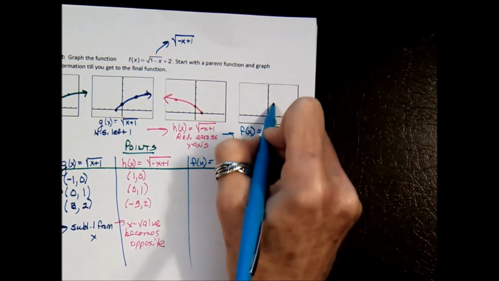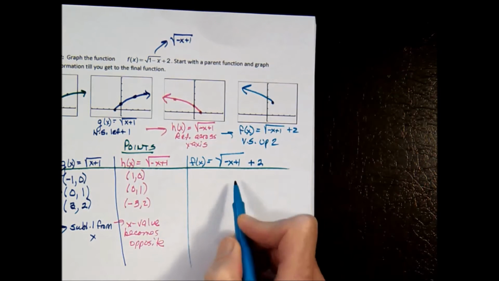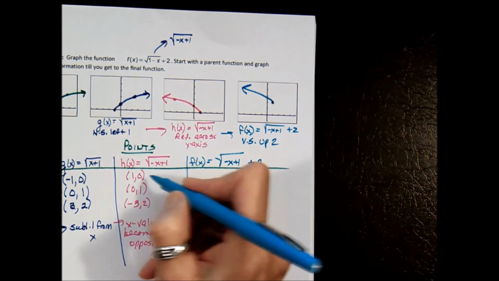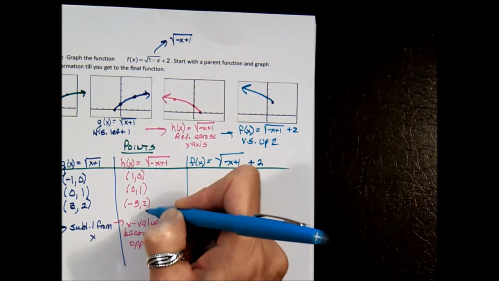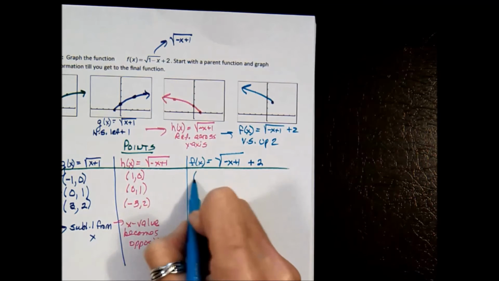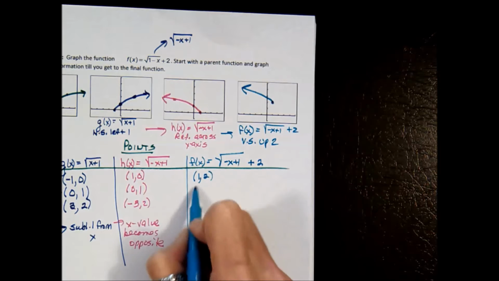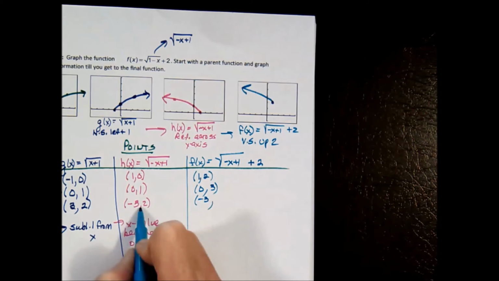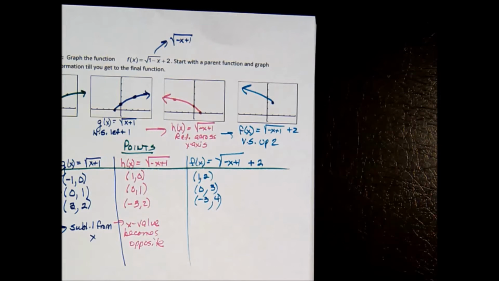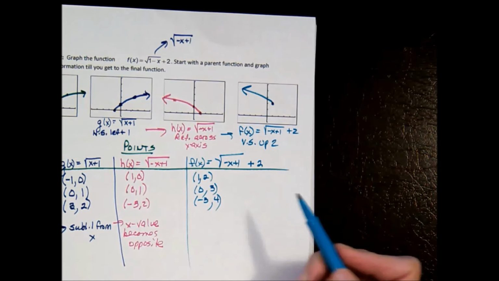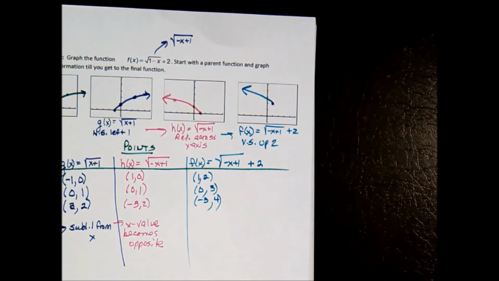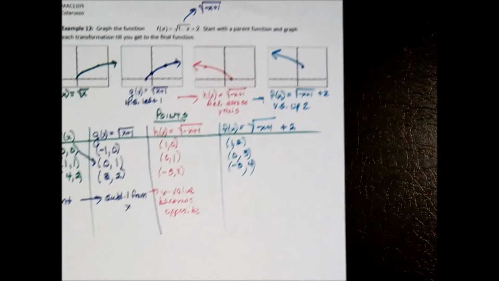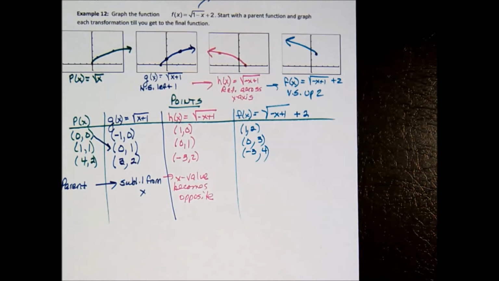What's happening to the points? I'm going to add 2 to every y because it's my y that's going up. So that's going to be 1, 2, 0, add 2, 3, negative 3, add 2, 4. And if I had graphed it correctly, you can see that. Now you can prove that in your graphing calculator. So that's taking it step by step and doing the graph steps.